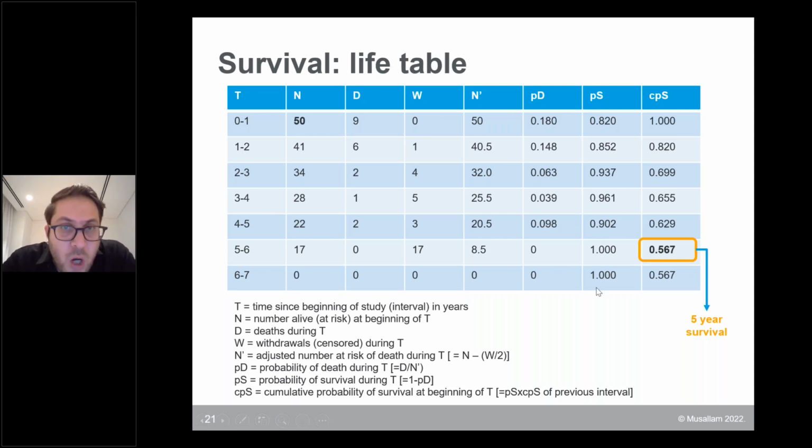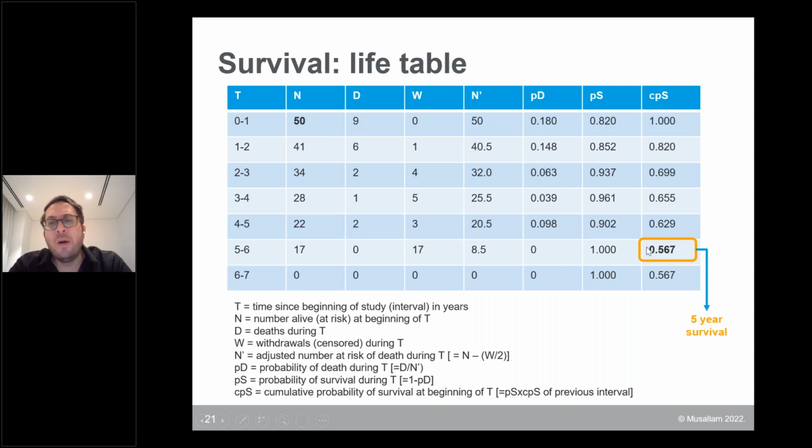The important thing is to know how to look at this table and what the numbers mean. The number we care about the most is the last one, the cumulative probability of survival. This is what you see on the survival curve. It starts with 100 and then starts going down. It's the cumulative probability of survival.